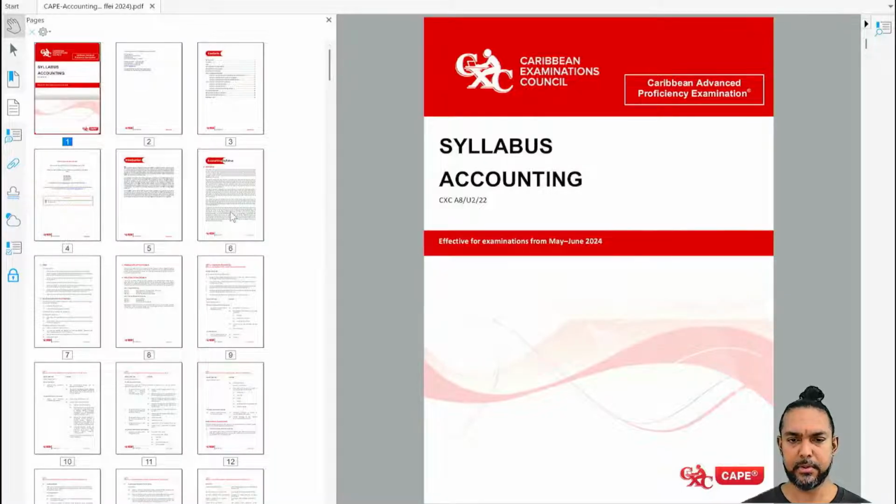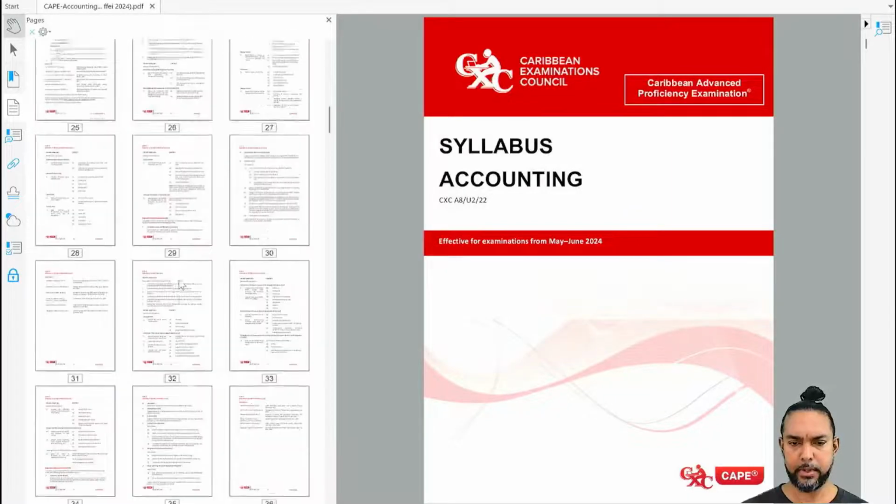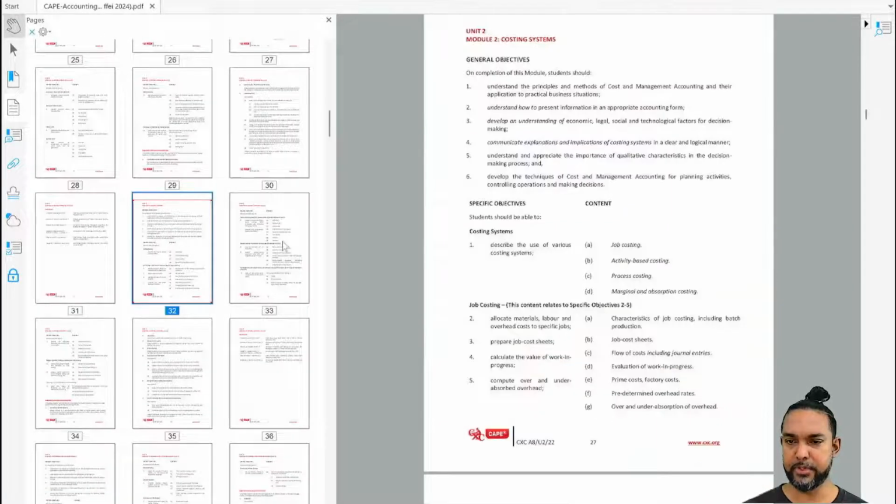Let me see. Can I enlarge this? Right, I could work with that. Okay, so obviously it's very small. I will zoom in. There we are. That's the correct thing.